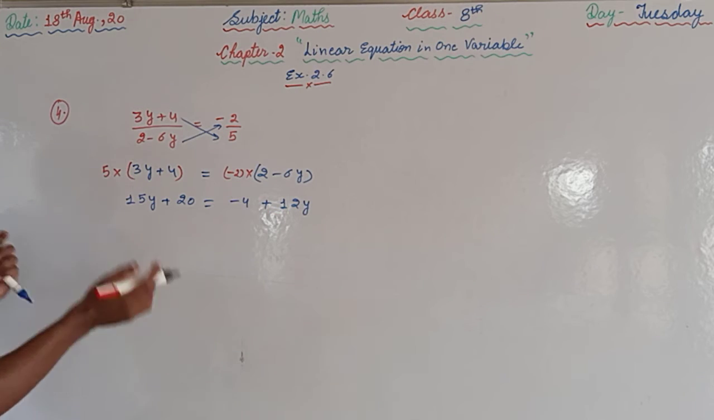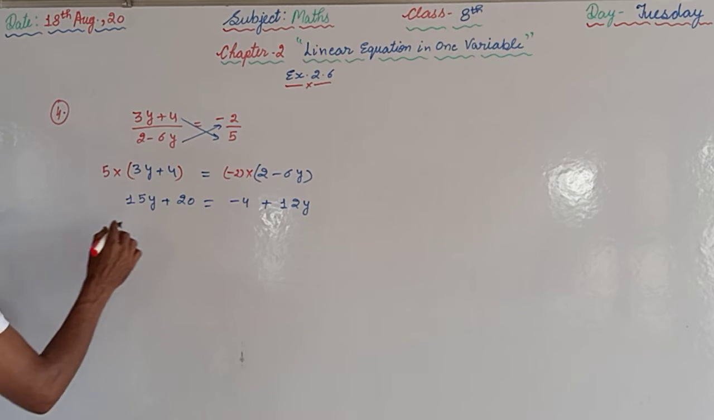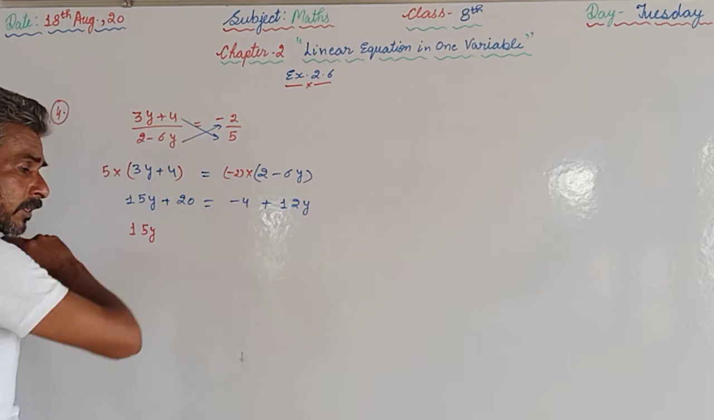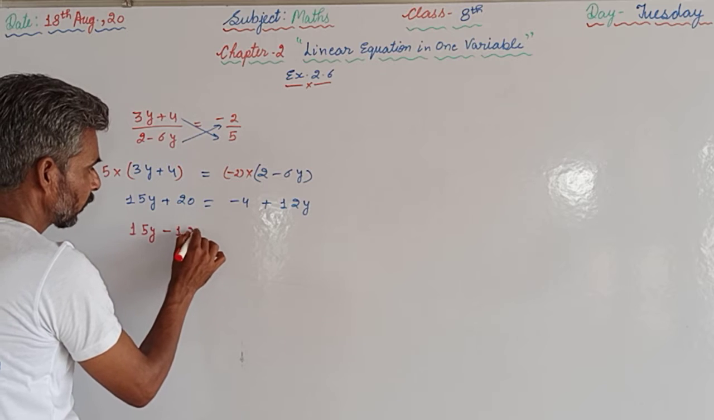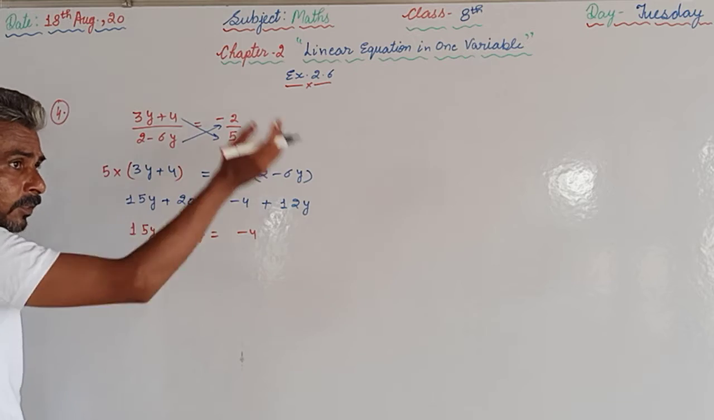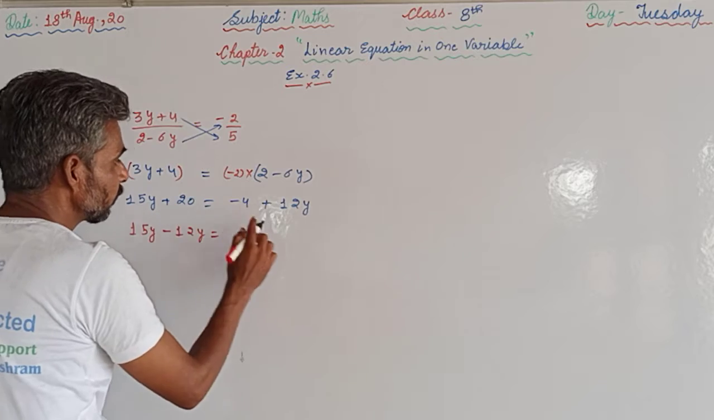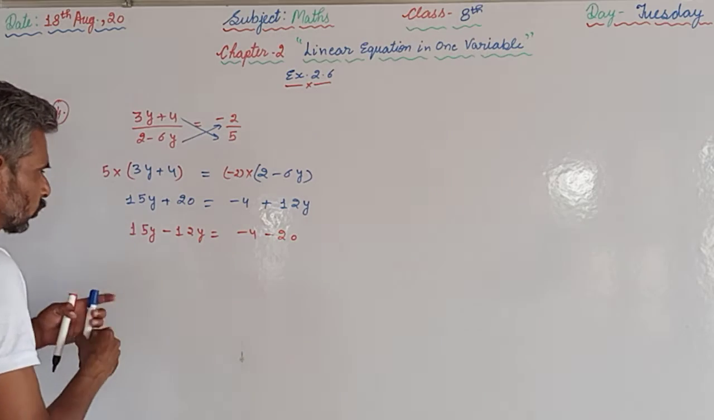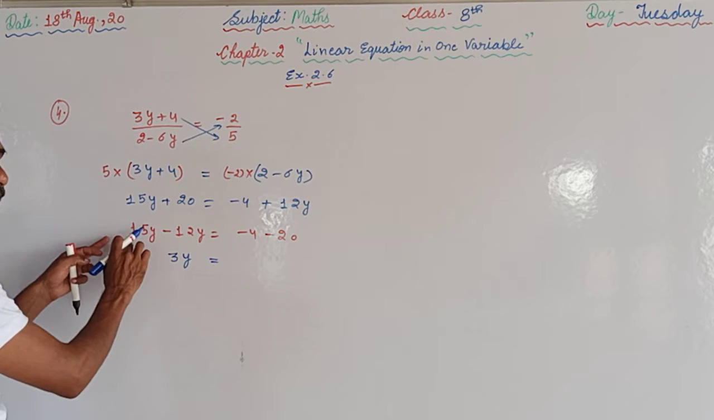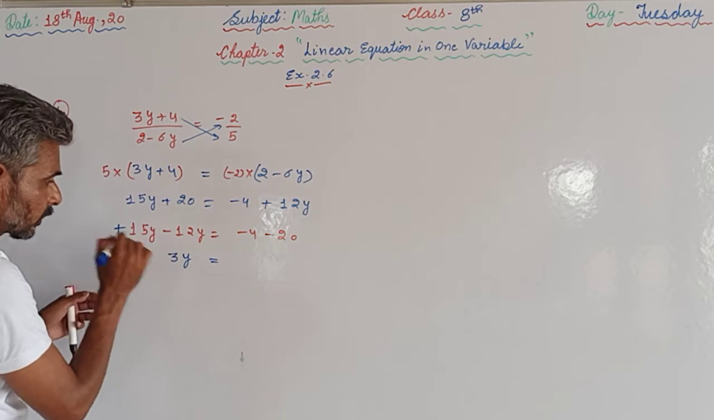Now we are supposed to collect the terms which are including the variables on one side, means 15y and the 12y is here plus, so it will come this side and it will become minus 12y. At the same time minus 4 is there, plus 20 is here, that will be transferred to the right hand side with the sign change, plus 20 will become minus 20. So 15y minus 12y, 3y, that will be plus because the 15 is the greatest one and the sign is nothing is there, means plus is there, so plus sign will be there.